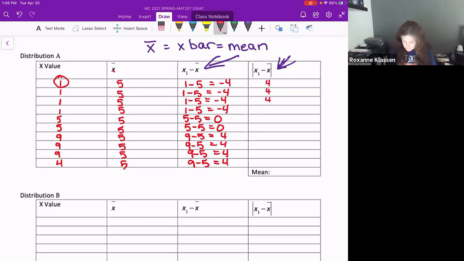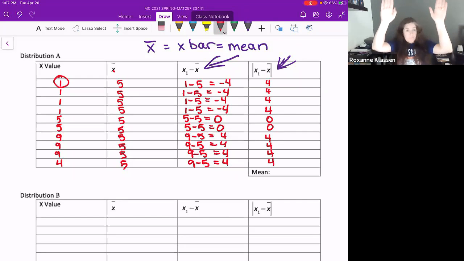So these are all 4s. Then we have 2 0s, and then we have 4 4s. So does everybody understand mathematically what we're doing here? We're taking each data value and seeing how far it is from the mean. And we're making them all positive by taking the absolute value because we want it to be a distance. So we don't want the distance to be negative. Okay, makes sense?